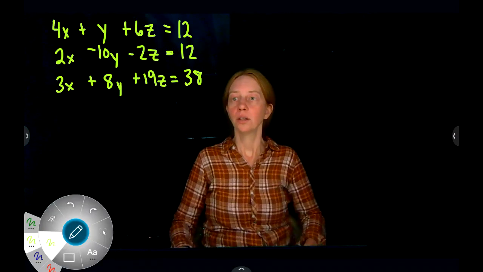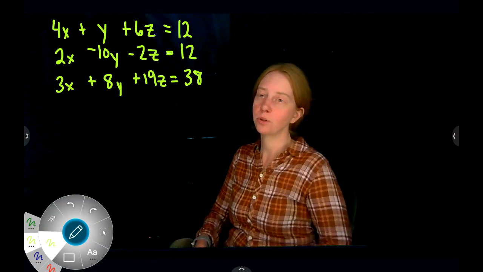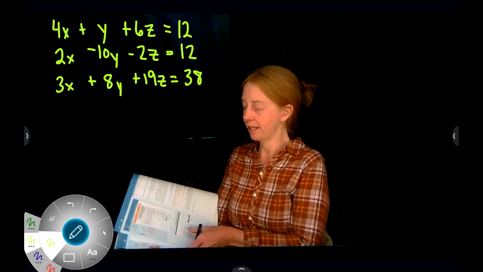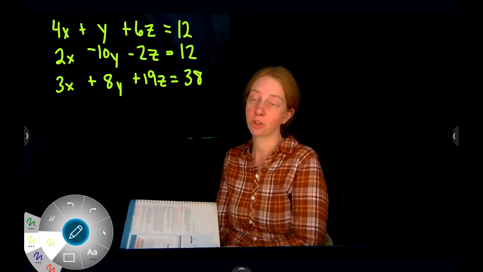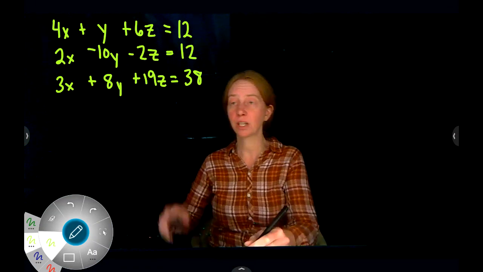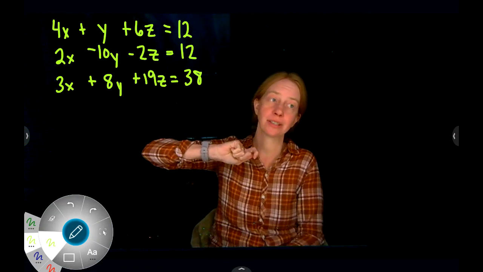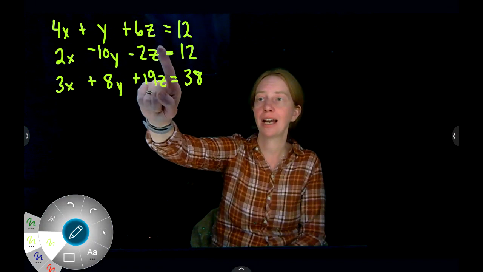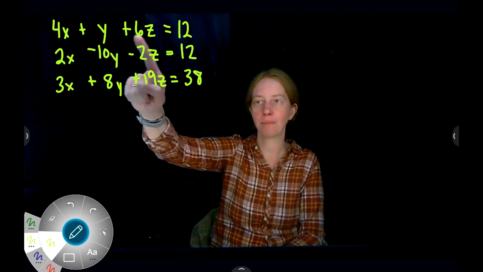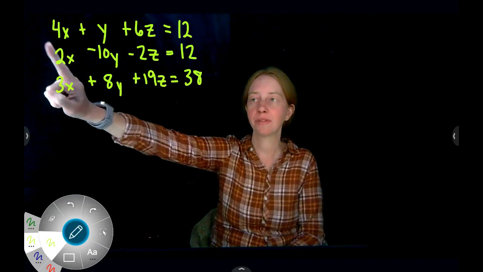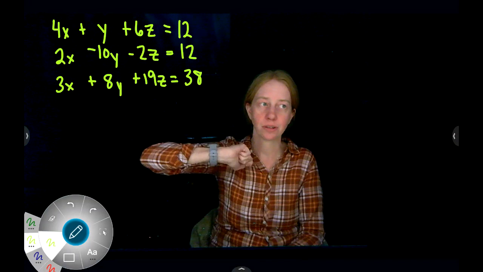Okay, so you have learned how to solve systems of equations with two variables when you have two equations. What we're going to do now is solve a system of equations that has three variables. It has the x, the y, and the z. This is how I write my z's so I don't get them confused with twos. And we have three equations.